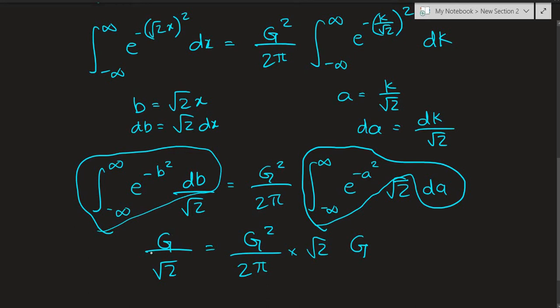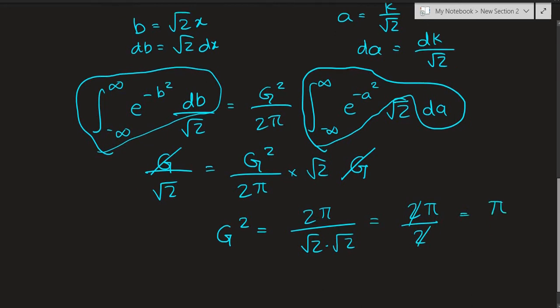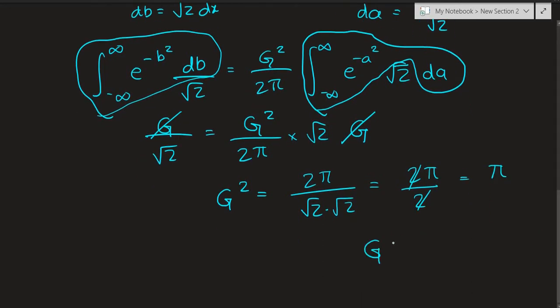So now notice that these will cancel out, giving us g squared equals, we'll have 2 pi going on the numerator, so 2 pi over square root of 2 times the square root of 2. This is 2 pi over square root of 2 squared is 2, 2's will cancel out, equals pi, but notice now that's just g squared, so the Gaussian integral is nothing but the square root of pi.